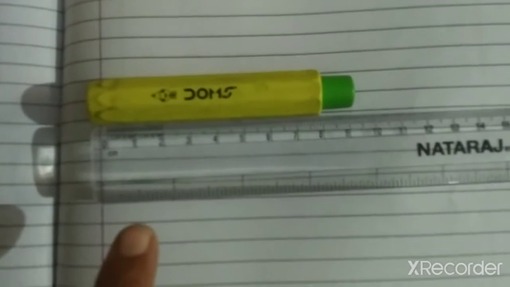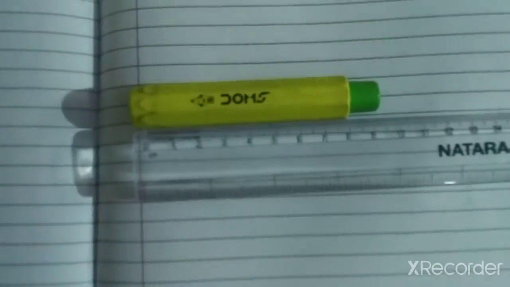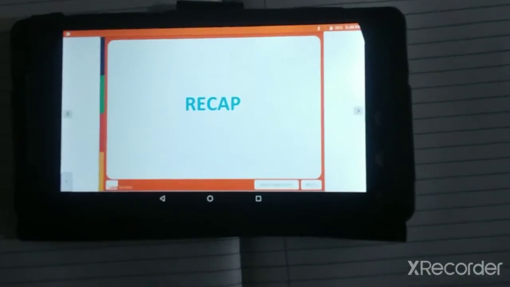One more thing I'll show you. This one is a chalk holder. What is the measurement of this chalk holder? 9 centimeter. The chalk holder's measurement is 9 centimeter. Got it? Did everyone understand this much? Now I'll show you one more thing.